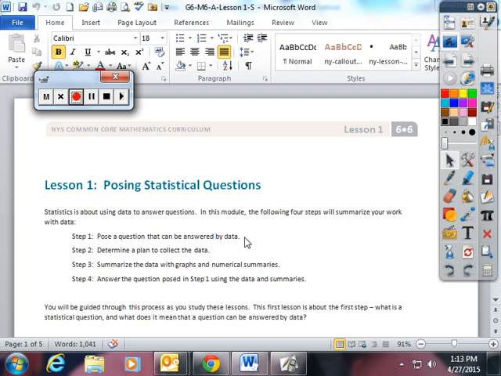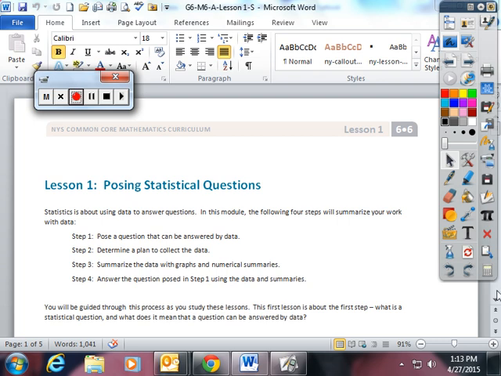Step 1, you will learn to pose a question that can be answered by data. Step 2, you will determine a plan to collect the data. Step 3, summarize the data with graphs and numerical summaries. And Step 4, answer the question posed in Step 1 using the data and summaries.